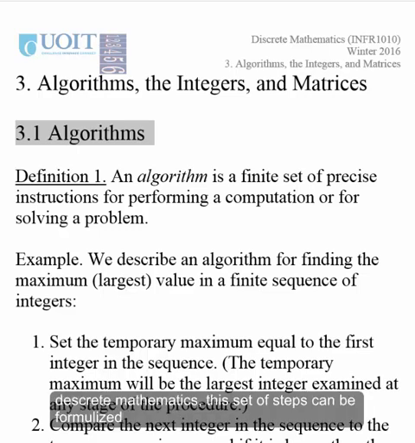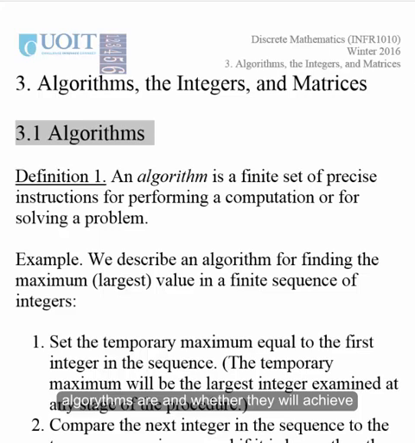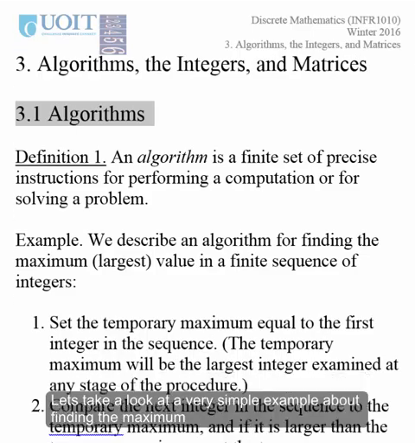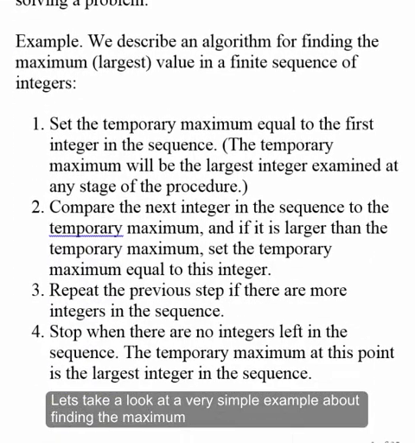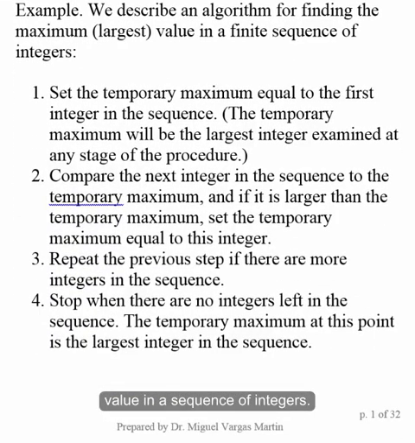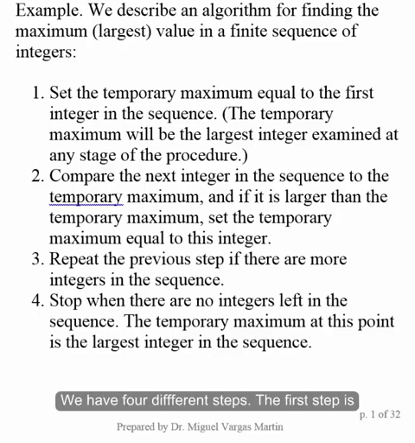In discrete mathematics, this set of steps can be formalized and analyzed to determine how efficient these algorithms are and whether they will help you to achieve the task at hand. Let's take a look at a very simple example about finding the maximum value in a sequence of integers. We have 4 different steps. The first step is to set a temporary maximum.